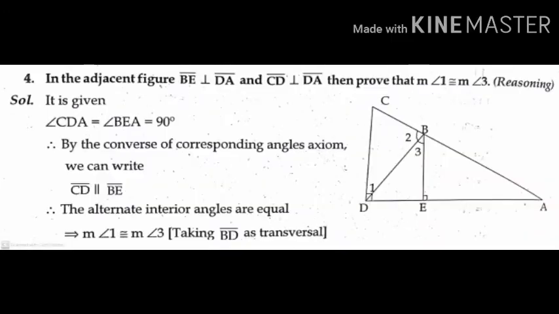Fourth question. In the adjacent figure, BE is perpendicular to AD and CD is perpendicular to DA. Then prove that measure of angle 1 is congruent to measure of angle 3. Solution. It is given angle CDA is equal to angle BEA is equal to 90 degree. Therefore, by the converse of corresponding angles axiom, we can write CD is parallel to BE. Therefore, the alternate interior angles are equal. That implies measure of angle 1 is congruent to measure of angle 3, taking BD as transversal.